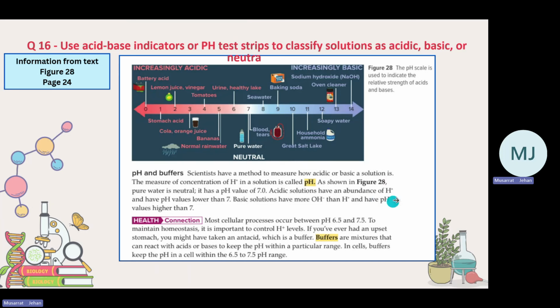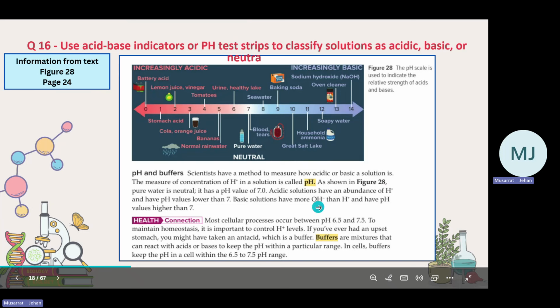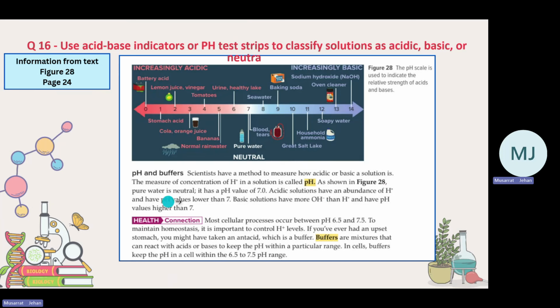Acidic solutions have abundance of hydrogen. Another thing is that acids have hydrogen ions. They give hydrogen ions in solution, and bases give hydroxide ions, OH minus ions, in solution, H plus and OH minus. pH values are lower than 7 in case of acid. Basic solutions have more OH minus ions and have a pH value higher than 7. They will have H plus ions, but there will be more OH.